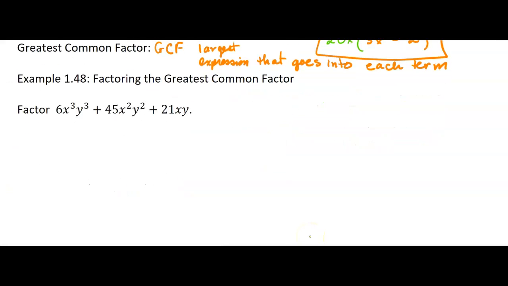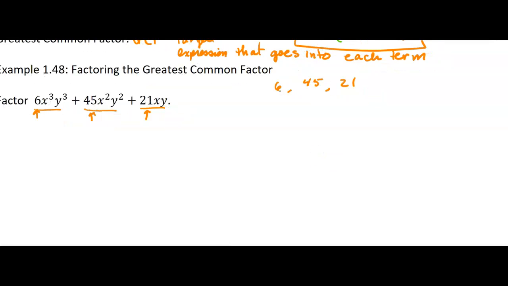That'll help. All right, so it says factoring the greatest common factor. So I'm looking at 6x cubed y cubed, 45x squared y squared, 21xy. I take it one piece at a time. First, I look at the coefficients, 6, 45, and 21. So you could write those, 6, 45, and 21. What's the biggest number that goes into each one? Now, one way to do it is start with the smallest one, 6. Does 6 go into 45? No. Okay, so that's not going to work.